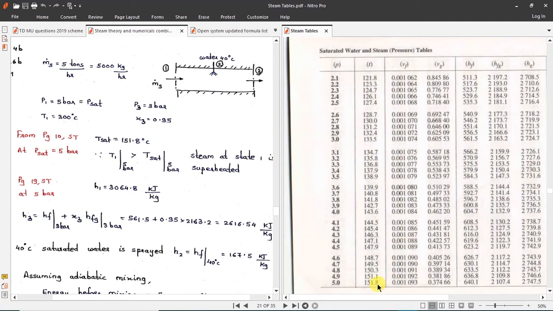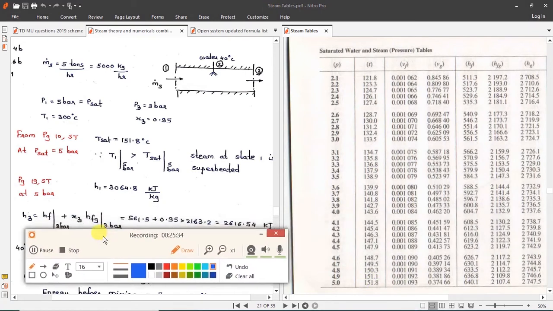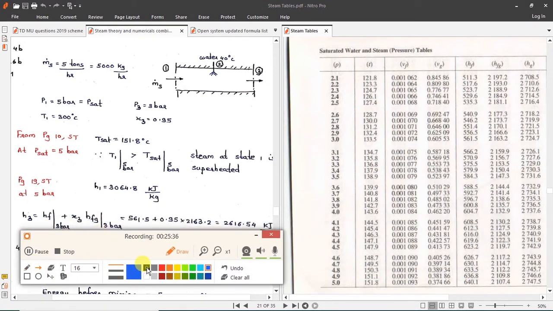So just for the sake of understanding, let me draw a TS diagram. It is not required in this question, but in order to explain the concept behind this, I am drawing a TS diagram. So suppose this is a temperature versus entropy diagram, and this is a constant pressure curve. What is the pressure given? 5 bar for this curve. This is 5 bar pressure.